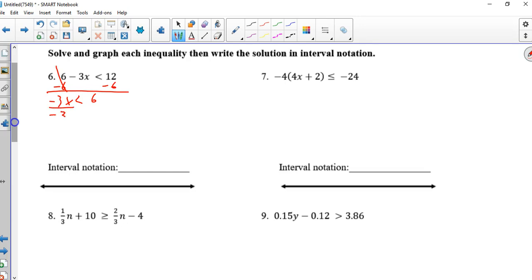We divide by -3, which gives us x and -2. We have to switch the symbol. X is greater than -2.